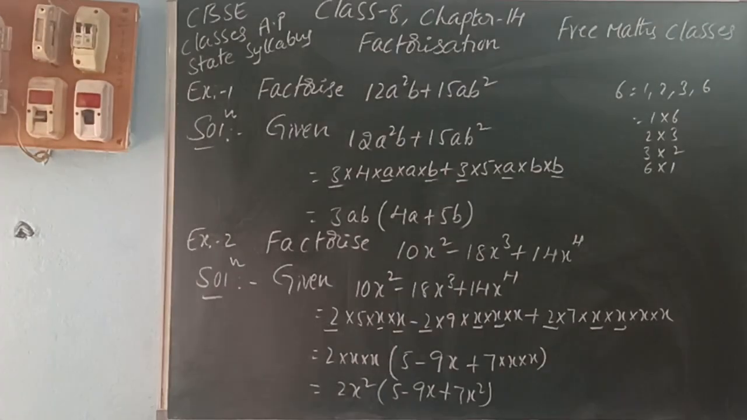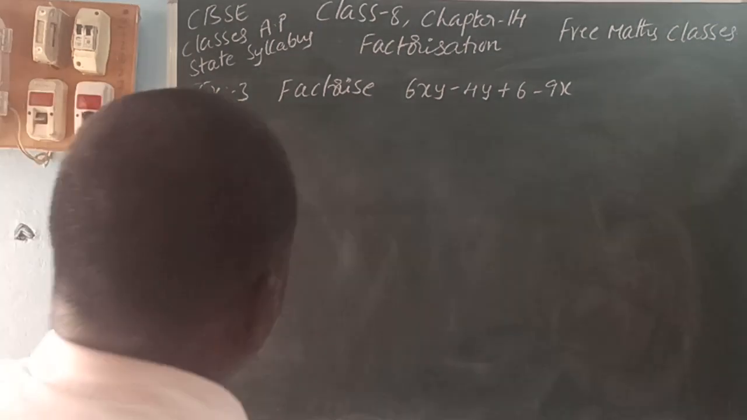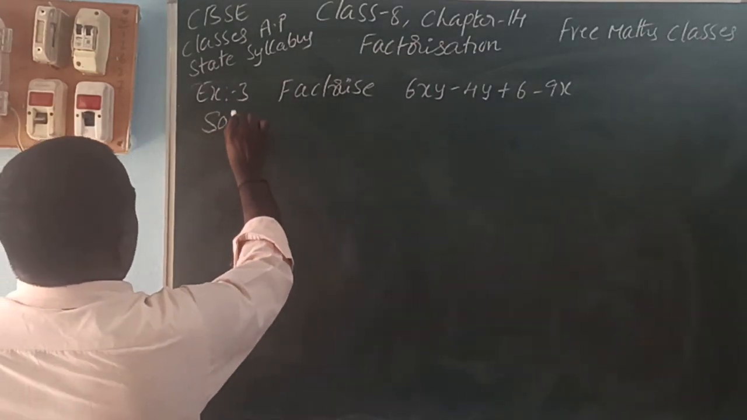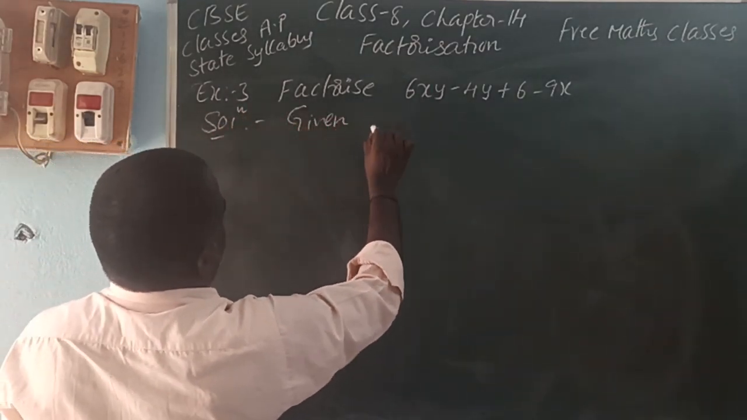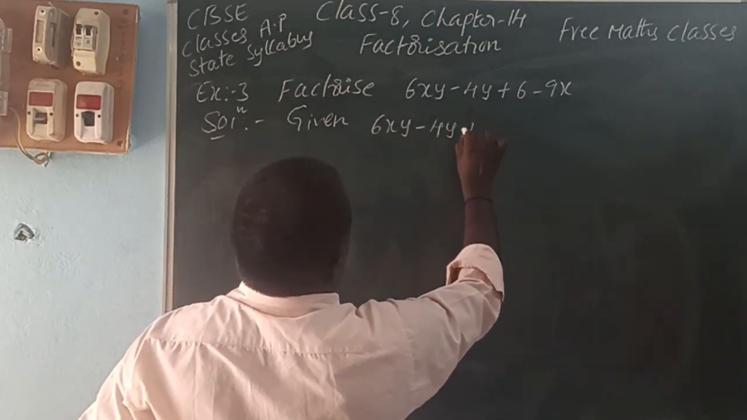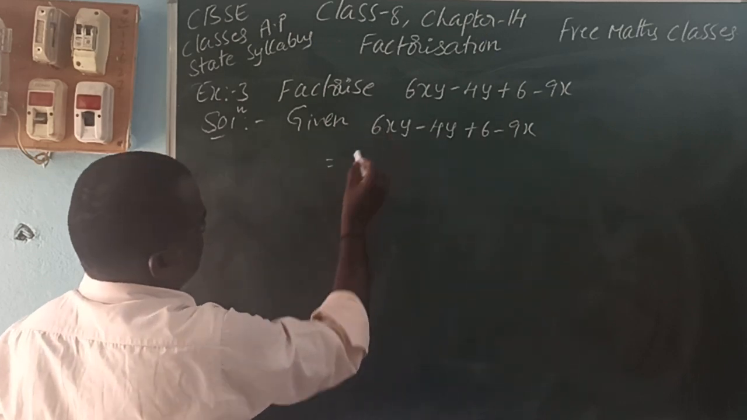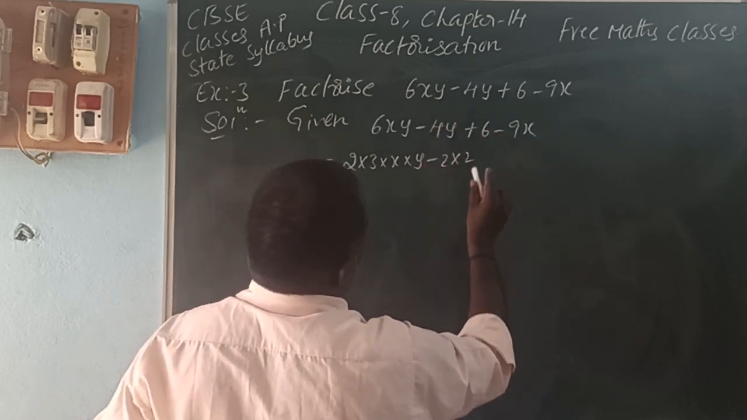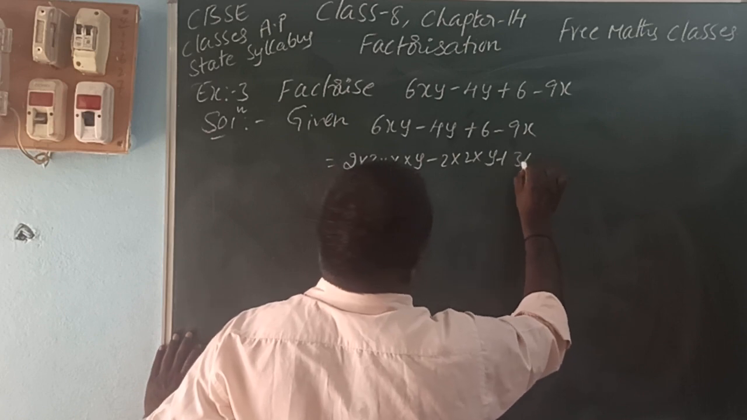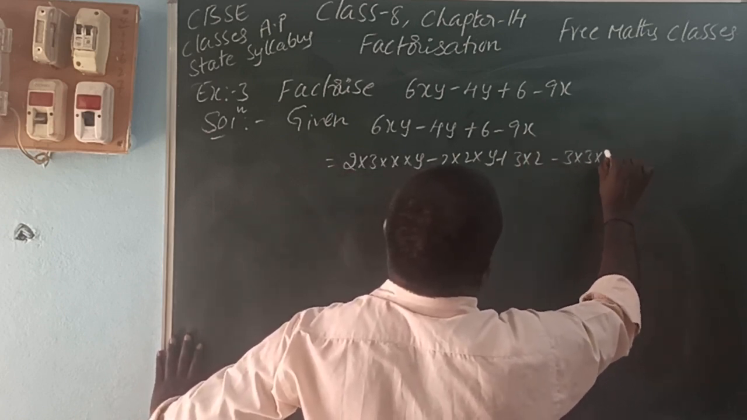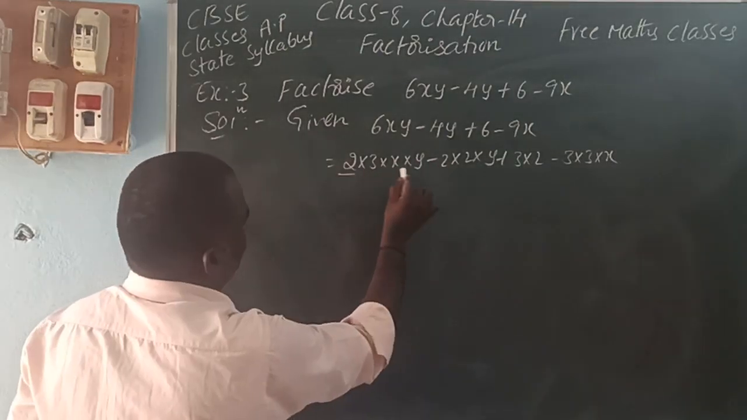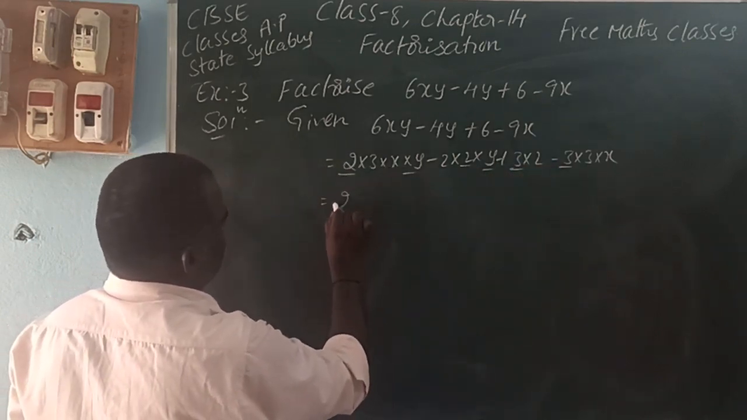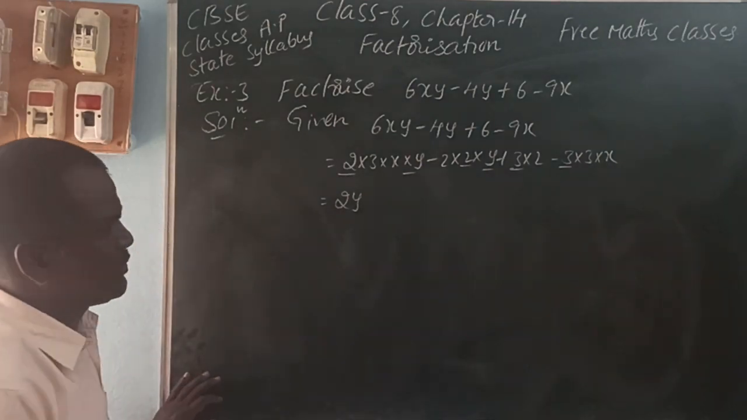Next, factorize 6xy minus 4y plus 6 minus 9x. So you are given 6xy minus 4y plus 6 minus 9x. So 6xy, can I write 2 into 3 into x into y, minus 2 into 2 into y, plus 6, we can write as 3 into 2, minus 9x, we can write as 3 into 3 into x. So in this two, what is common? 2y. In this two, what is common here? 3. So here 2y is taken outside. What is remaining? 3x minus 2y.